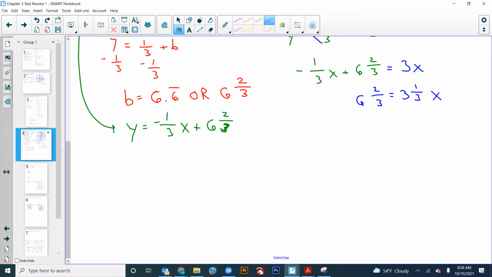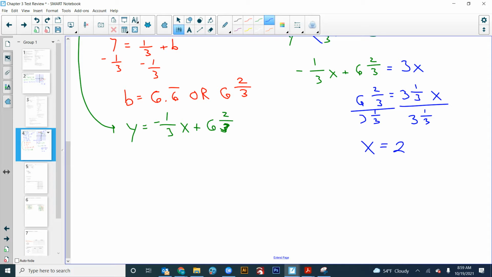And are you guys comfortable typing these in your calculator? You might not have needed it for this one. How many times does 3 1/3 go into 6 2/3? 1. How many times does 3 go into 6? How many times does 1/3 go into 2/3? So do you agree 3 1/3 is going to go into 6 2/3 twice? So x equals 2. What does x equals 2 mean?